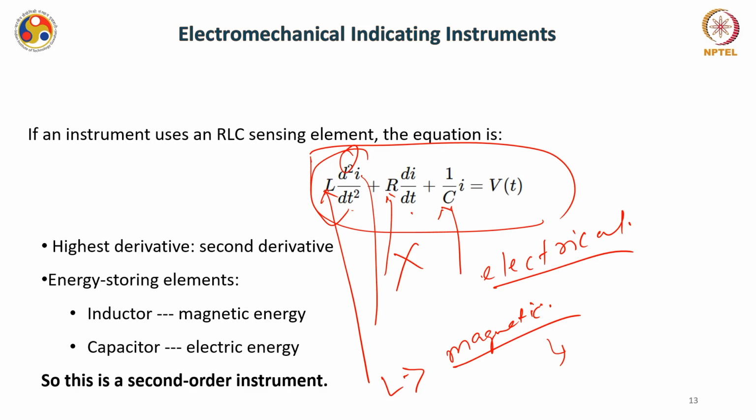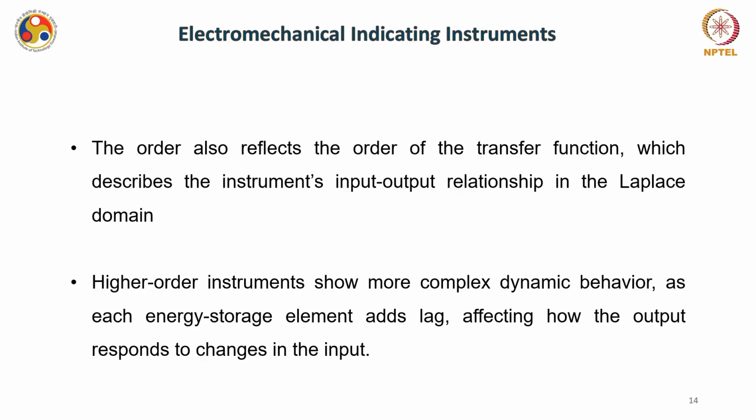So I have already commented on its order. I am telling that it is a second order system, as well as, if I go by the other route, which is by finding the number of energy storing elements, I found that there are two different energy storing elements, which are inductor and capacitor, and that's why I am also saying by the other route that this is a second order instrument. Okay, so I hope that these things are very clear to you.